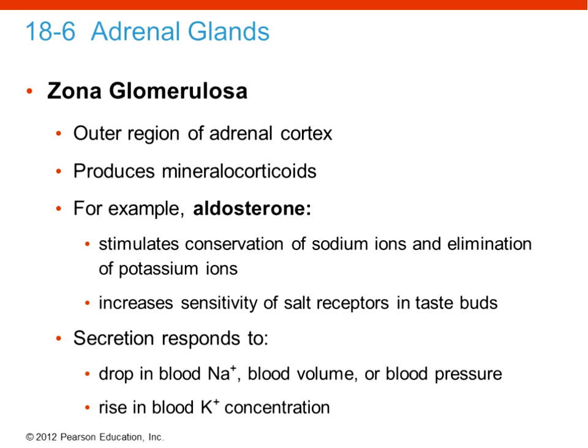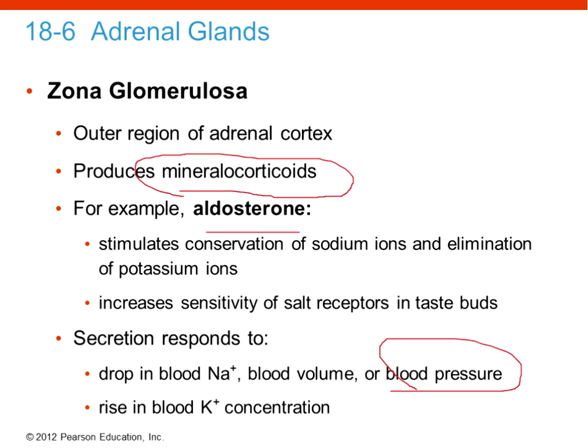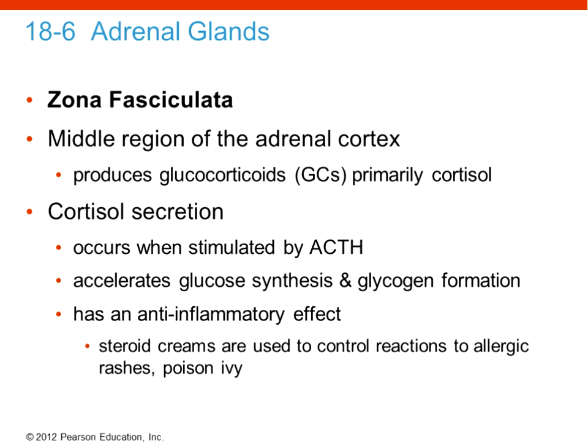The glomerulosa is producing mineralocorticoids like aldosterone, which is going to be part of the process of maintaining blood pressure. It can stimulate conservation of sodium and increase sensitivity to salt, and it's going to help us hold on to fluid a little bit, so it's going to be part of the process in regulating blood pressure. The fasciculata is releasing glucocorticoids like cortisol.